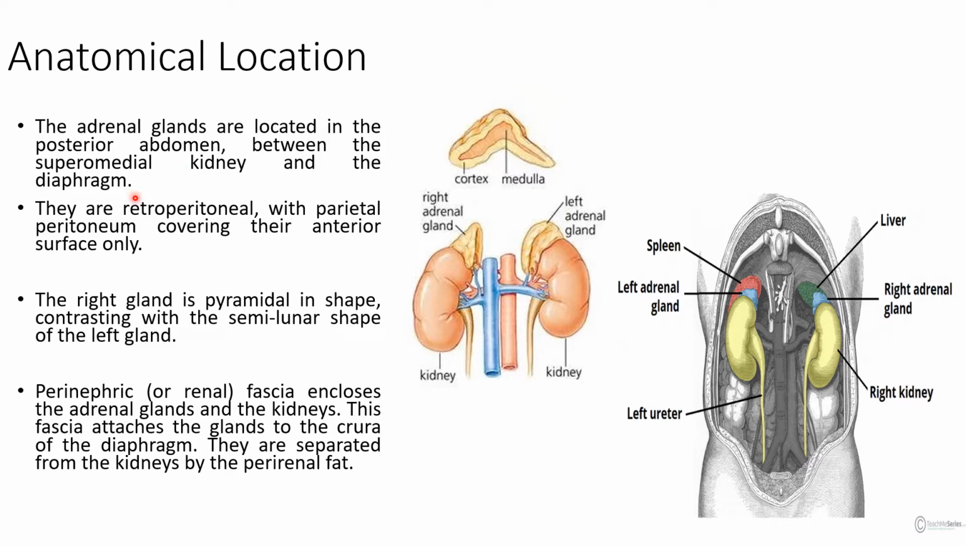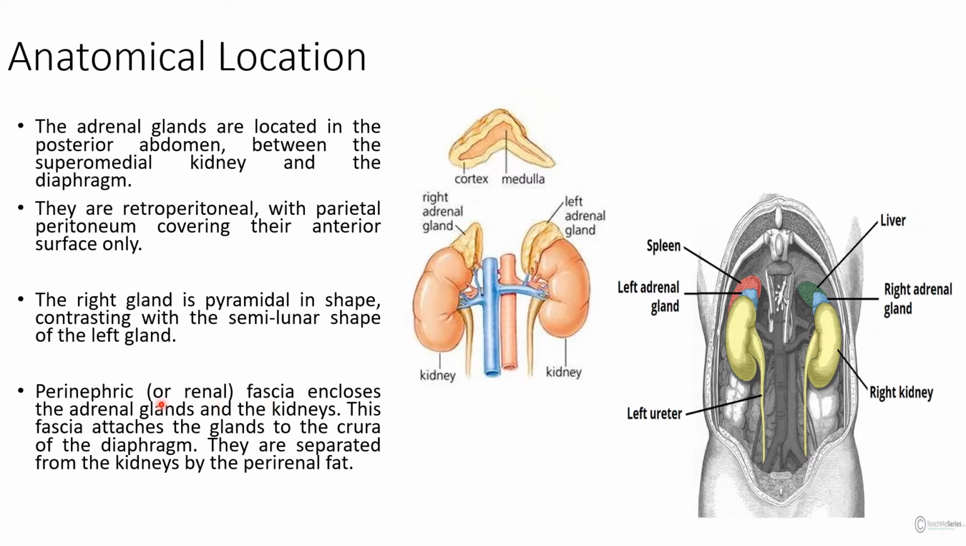They are retroperitoneal, with the parietal peritoneum covering their anterior surface. The right gland is pyramidal in shape. This is the right adrenal gland. It has the shape of a pyramid. The left one is semilunar in shape.